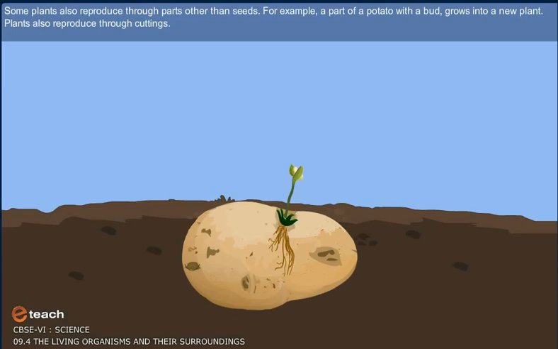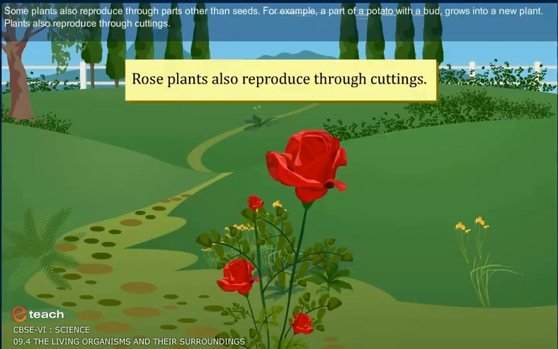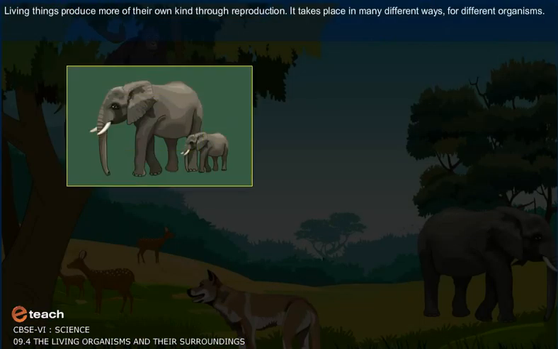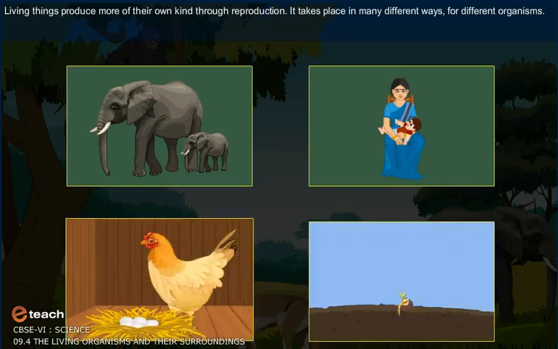Some plants also reproduce through parts other than seeds. For example, a part of the potato with a bud grows into a new plant. Plants also reproduce through cuttings. Living things produce more of their own kind through reproduction. It takes place in many different ways for different organisms.